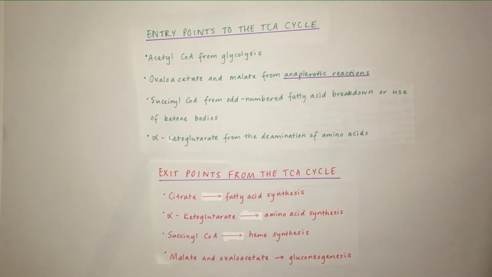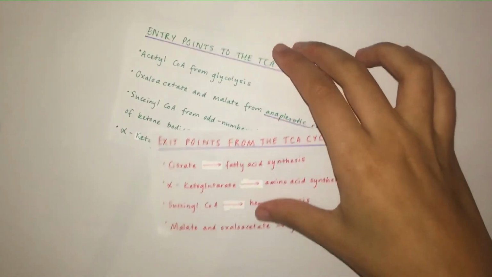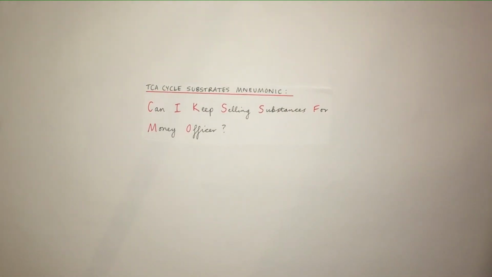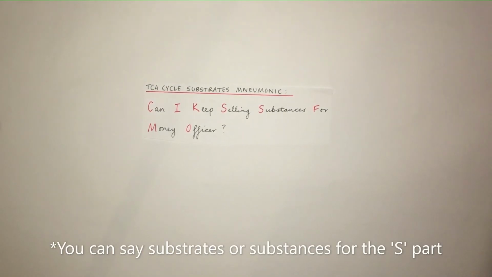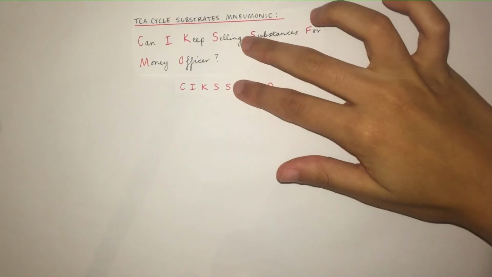And then now I just want to quickly go through how I remember all of this, because it can be quite overwhelming at first when you've got that big diagram. So how do I remember the substrates? Here's my mnemonic. Can I keep selling substrates for money, officer? And in an exam, I usually just write the first letters to trigger my memory.